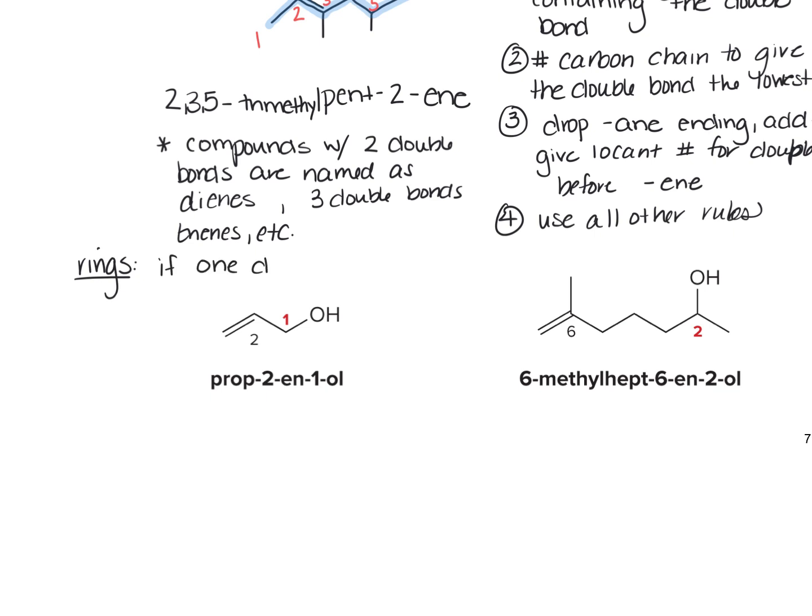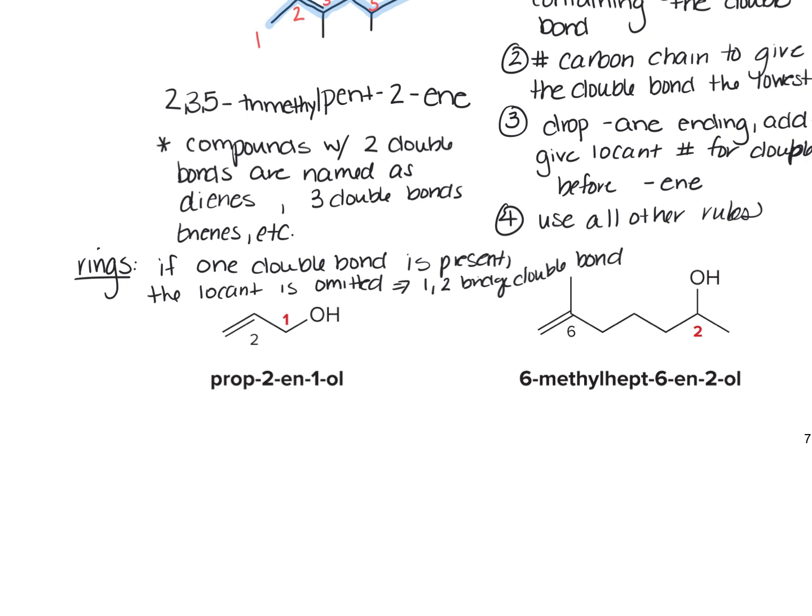If one double bond is present, the locant is omitted. So we don't have to give the number, right? And it's also understood that the 1 and the 2 bridge the double bond.